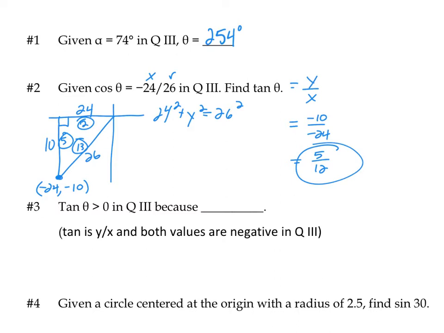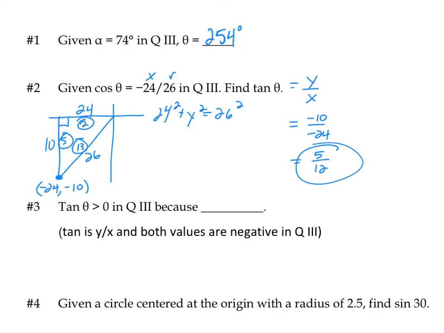All right, number 3 says tangent is greater than 0. That means it's positive in quadrant 3 because we just talked about, all right? Y and x values are both negative in quadrant 3. So it's going to give a positive ratio for tangent.